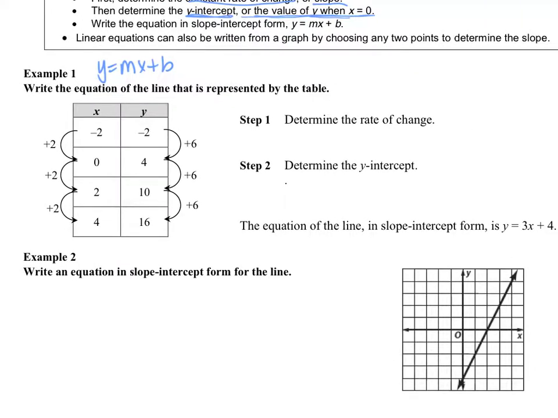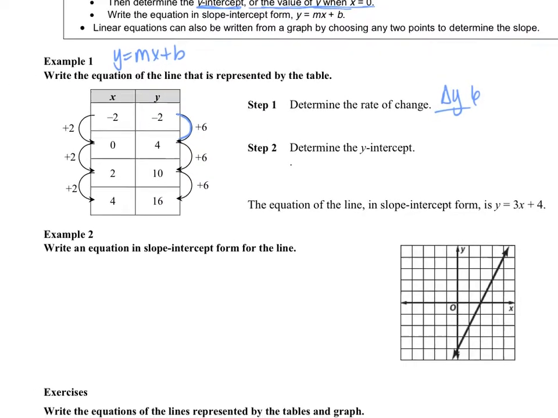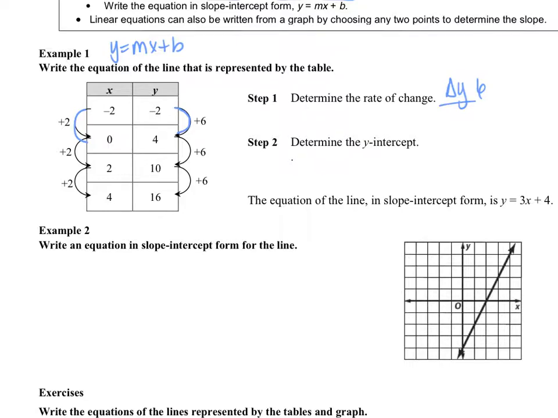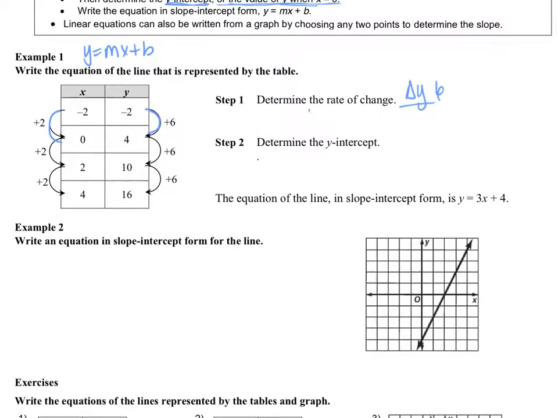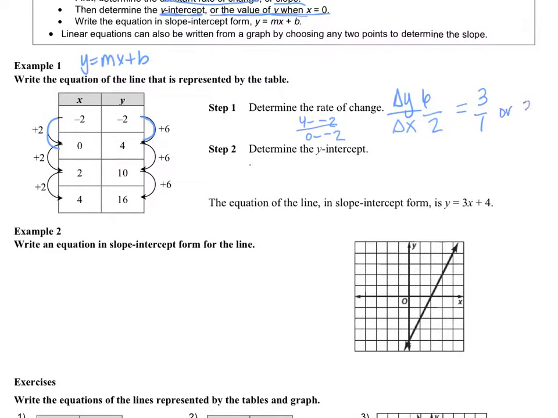So step 1, determine the rate of change, and they've kind of helped you out here. Your change in y over change in x. Good. And my change in x. So they figured that out by saying 4 minus negative 2, 0 minus negative 2. That gave them 6 over 2. So that's your slope. But can we make that smaller? We can divide it, reduce it. So 6 divided by 2, or reduced down, is 3 over 1, or 3.